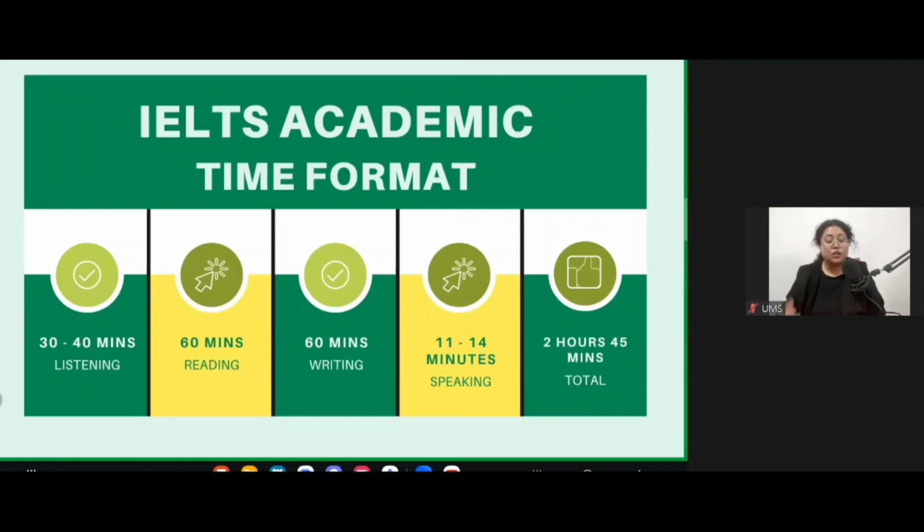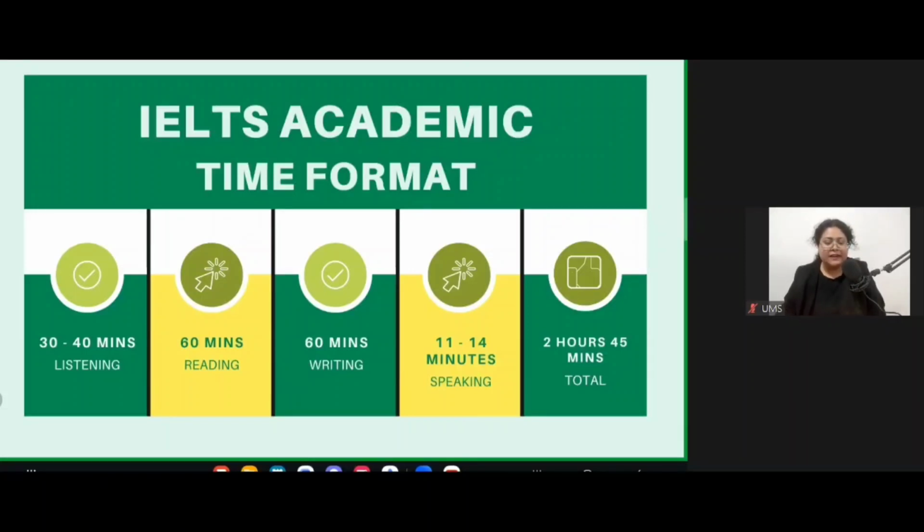It could be on the same day, of course in a different slot, or on a separate day before or after your main test. So basically this is what it looks like. And kindly note the time division. In the first one we've written 30 to 40 minutes.